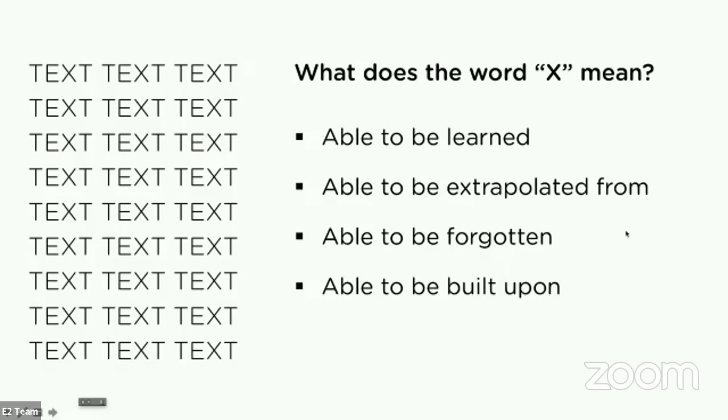Or you might get one where you have to guess the meaning of a word from the context. So it might say, what does the word X mean? Like acquisition or something. There's some complex word able to be learned, able to be extrapolated from, able to be forgotten, able to be built upon. Right, so they were the different types of question prompts that you may see on test day, and that's critical. Now we're going to look at the method for how you should go about answering this type of question, okay?